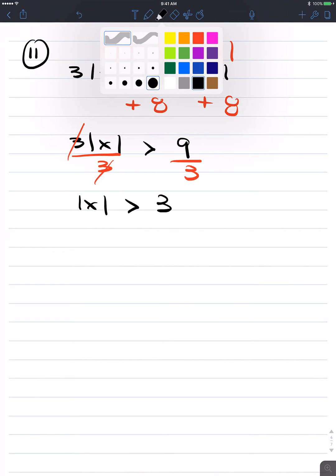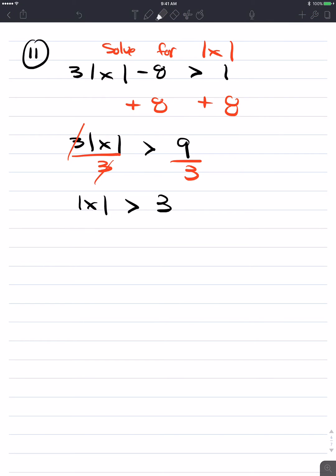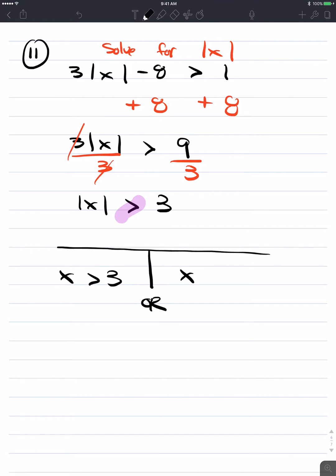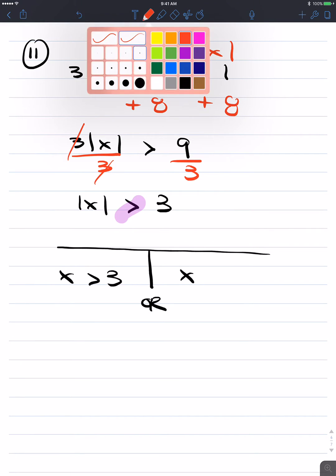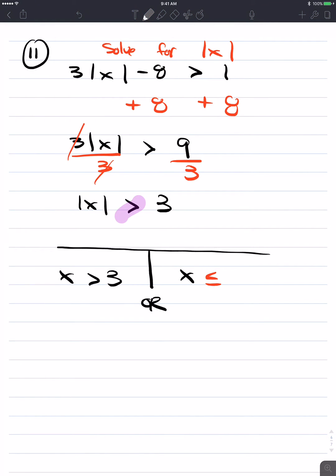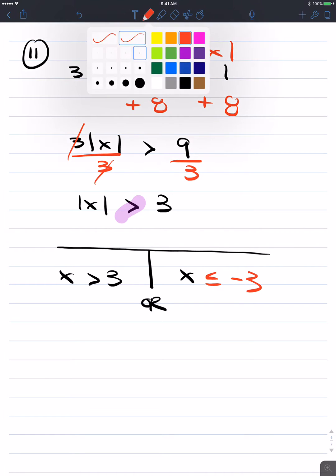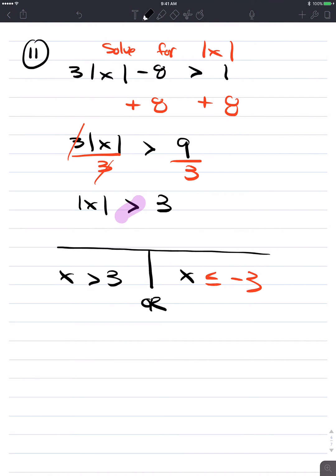Notice again, the absolute value is greater than, which means we have the OR situation. We're going to take the union. X is greater than 3. X is less than or equal to negative 3. We're going to need to graph and form the union.